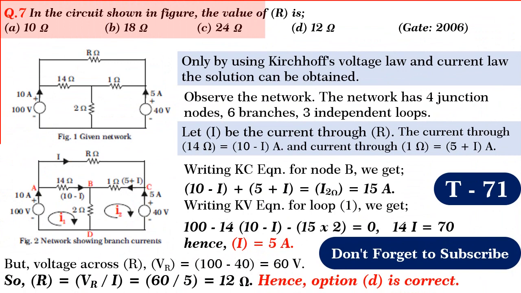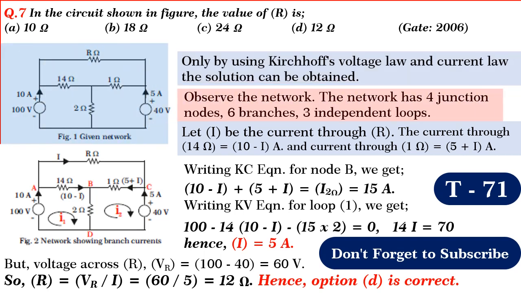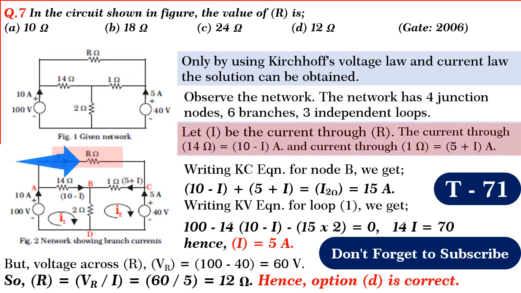Friends, next we shall solve question of GATE 2006. In this question, we are required to find the value of R in the circuit shown in figure. Only by using Kirchhoff's voltage law and current law, the solution can be found out. Observe the network. The network has 4 junction nodes, 6 branches and 3 independent loops. Let I be the current through R. The current in 14 ohm is equal to 10 minus I amperes. Current through 1 ohm is equal to 5 plus I amperes.